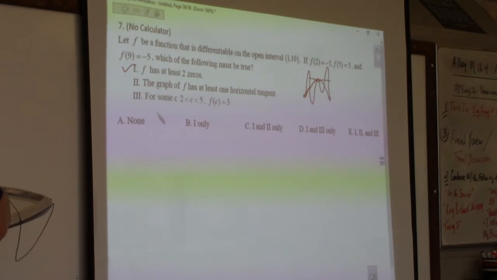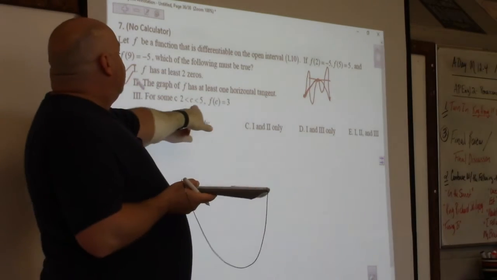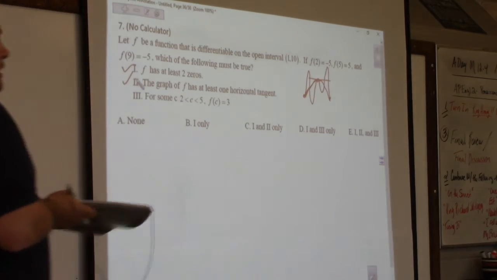So yes. And by the way, have you guys heard of Rolle's theorem? That's a specific case of the mean value theorem. That's where the beginning y value and the ending y value are the same, and it just guarantees a horizontal tangent somewhere in there. All right, in part 3, for some c in between 2 and 5, f of c equals 3. Yes or no?